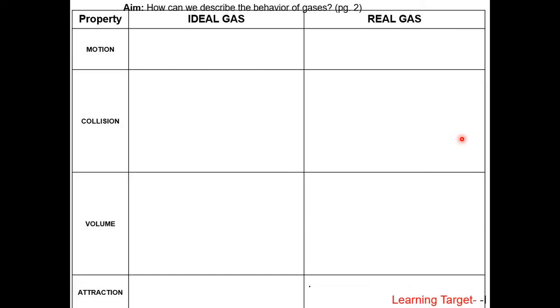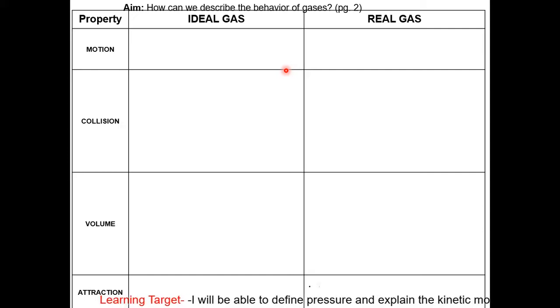Now we're going to go over properties of an ideal gas versus a real gas. There are 2 assumptions made about an ideal gas. The first assumption is that gas molecules themselves have no volume. The second assumption is that gas molecules have no intermolecular forces. Because of these 2 assumptions, the properties of an ideal gas are different from a real gas.